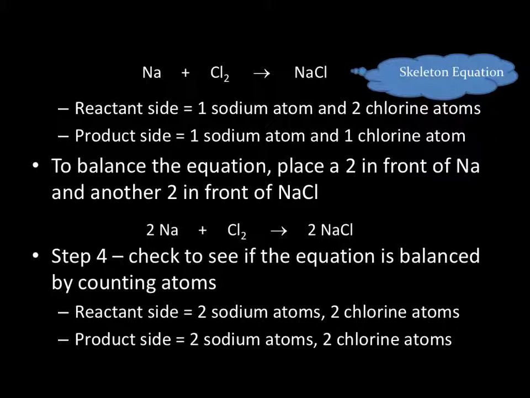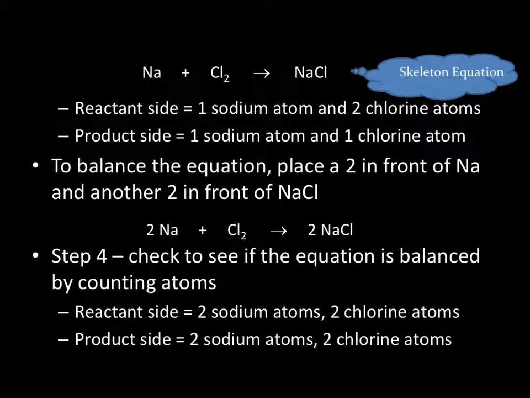So from this, we can see what we call our skeleton equation here. On the left-hand side, or the reactant side, we have 1 sodium atom and 2 chlorine atoms. On the product side, we have 1 sodium atom and 1 chlorine atom. So we can see right away that this isn't balanced. Balancing quite often is just trial and error, at least that's one way of looking at it. So what we can try to do is place coefficients in different locations to balance the chemical equation.